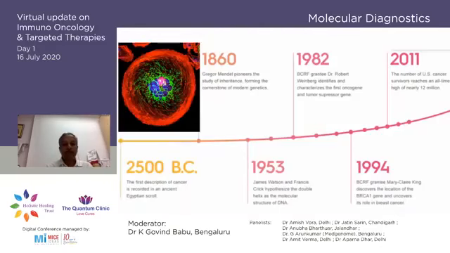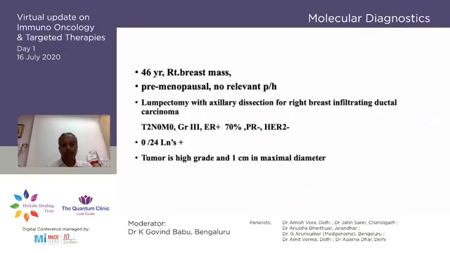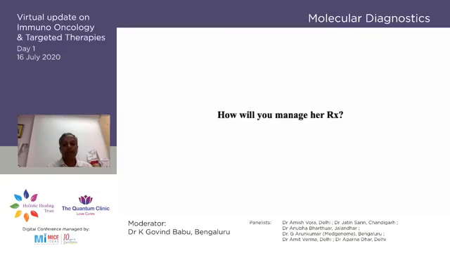So let's start with breast cancer. This is just to show you the timelines, how we have progressed. And let's start with a case. There's a 46-year-old lady who presented with a right breast mass. She's premenopausal, no relevant past history. She undergoes a lumpectomy with axillary dissection, and the histopathology is IDC, T2N0M0, grade 3, ER plus 70%, PR negative, HER2 negative. And she has 0 lymph nodes positive. Her tumor is high grade and 1 centimeter in diameter. How will you manage her treatment? Maybe I'll start with Amish here.